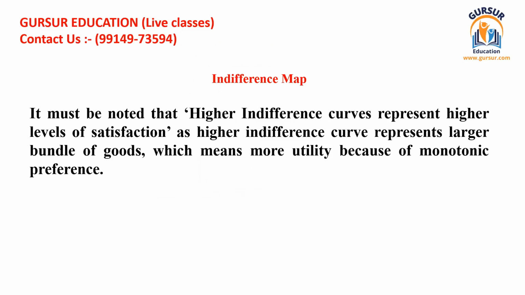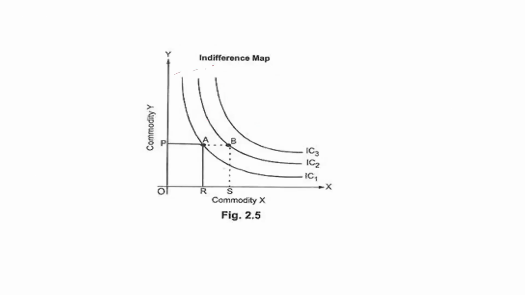So the indifference map is just telling you that a higher indifference curve represents a higher level of satisfaction. Here you can see there are three indifference curves. Indifference curve one is below the other two, IC2 is in the middle, and IC3 is at the higher level. The higher level of indifference curves always tells you a higher level of satisfaction. This you have to keep in mind. So if there are a number of indifference curves, whichever is at the higher level represents the higher level of satisfaction from the consumer's point of view.